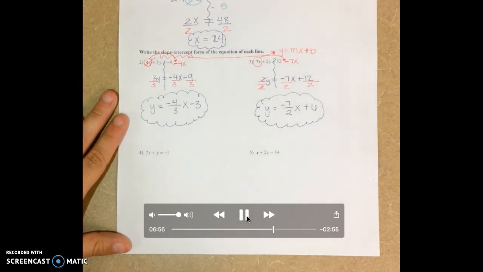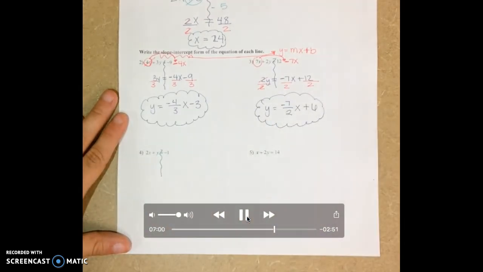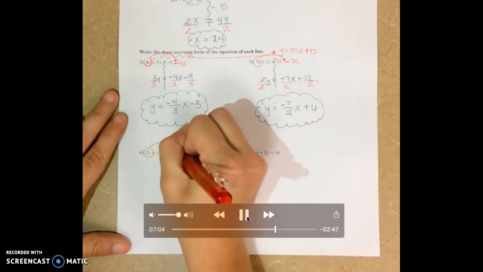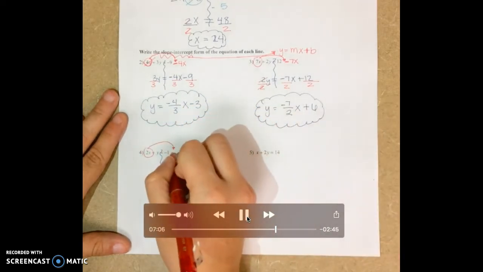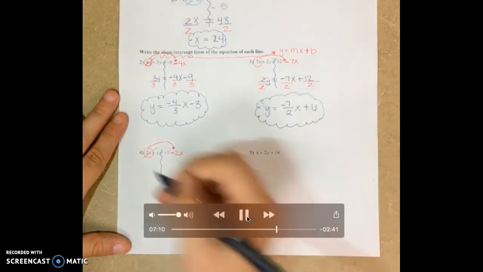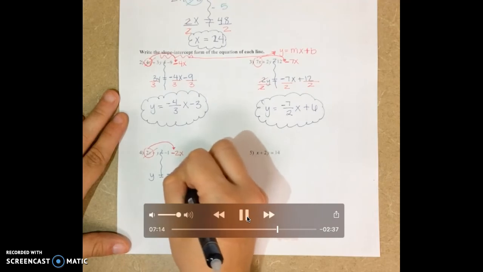So for this last part, same thing, I have standard. I have to move the x. So if it's a positive 2x, move it over to this side. It's going to become a minus 2x. And I end up with y equals negative 2x minus 1.